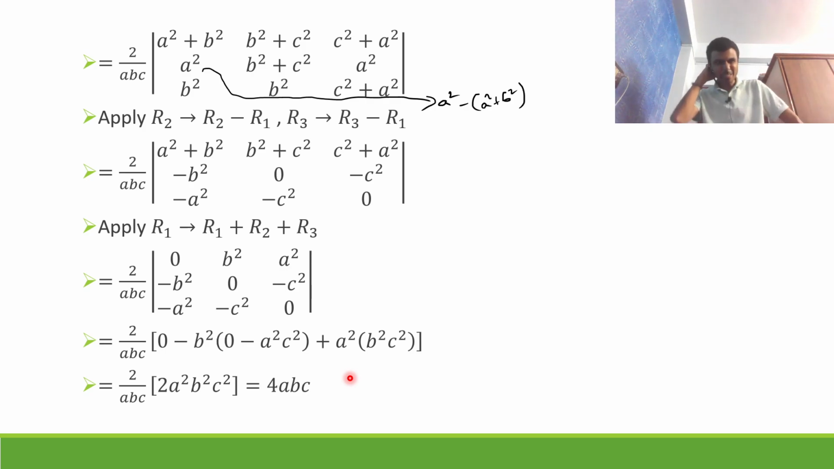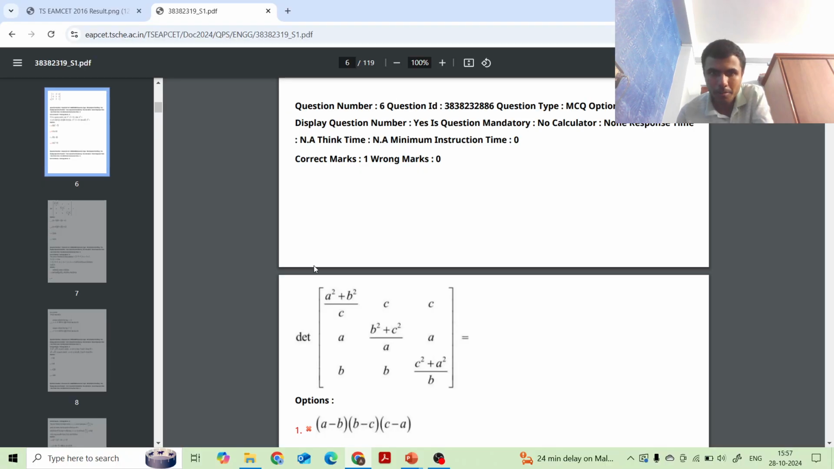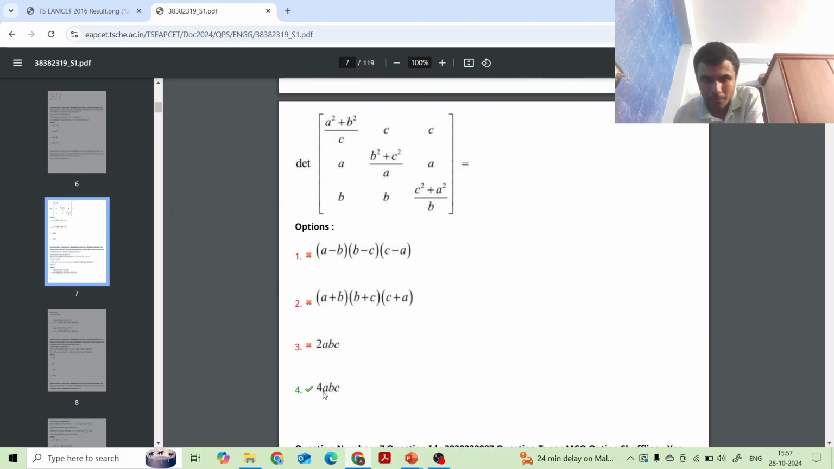This was the method I used. There could be an easier method also, I don't know. If you know an easier method, just tell me in the comments. Fine, I would be happy to know if there is an easier method. This is what I got. Now let's check the options. Yes, 4 ABC, that's the answer, and we got it.